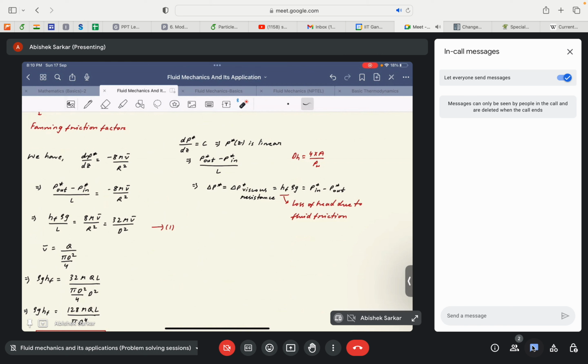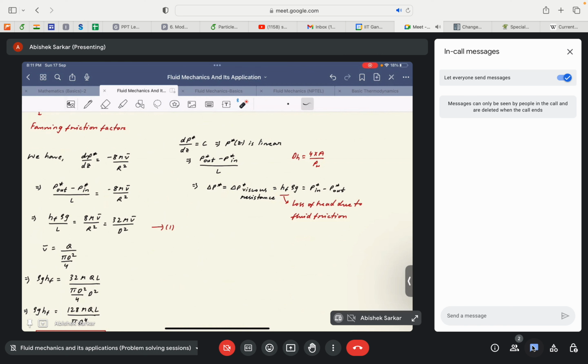That's why we can clearly tell that we can write this delta P star term, because of the viscous resistance of the flow field, as a head loss term, HF into rho g, right? This is absolutely correct, because if we wanted to represent the loss in pressure, we used to define a head loss term in the modified Bernoulli's equation, an HL term, right?